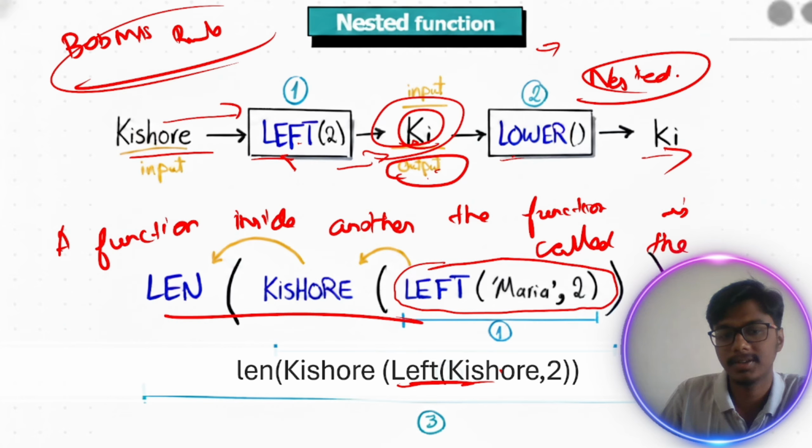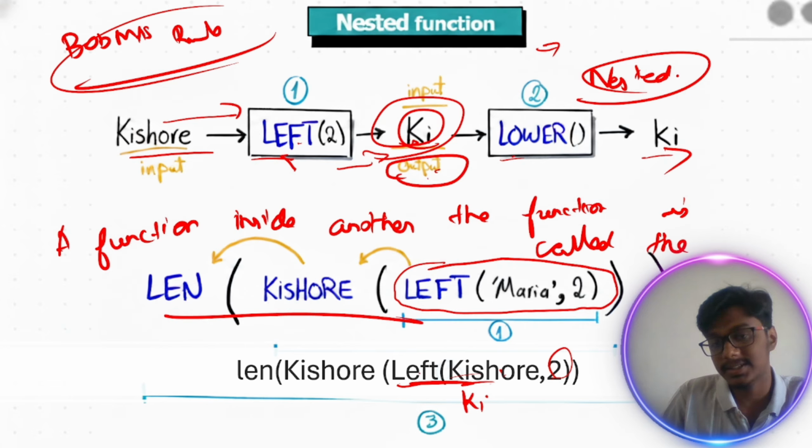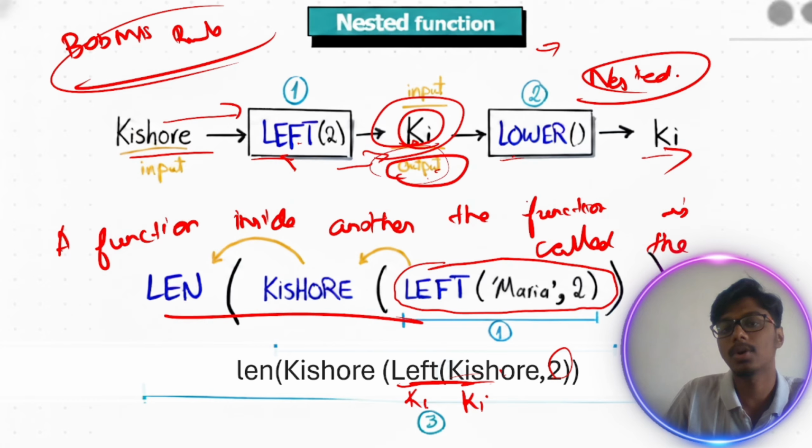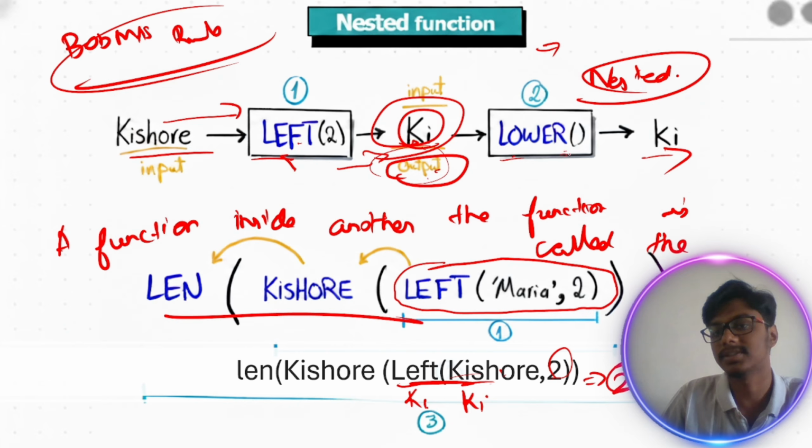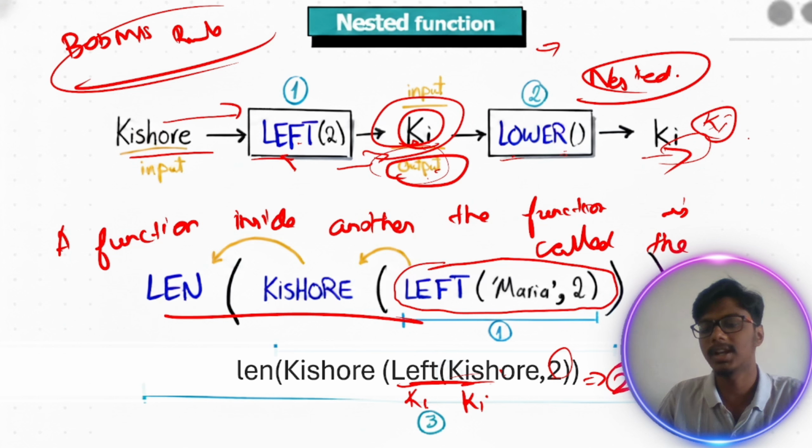In this example, we are going to discuss LEFT of Kishore comma 2, where I want the first two letters from the left side. So the output of this is Ki, as we discussed. As of now, the output is Ki. If I give this Ki to the LEN function, the output is 2, since the length of Ki is 2. If I give the output of this function to the LOWER function, the output is ki in lowercase. That's what I wanted to tell you about nested functions.